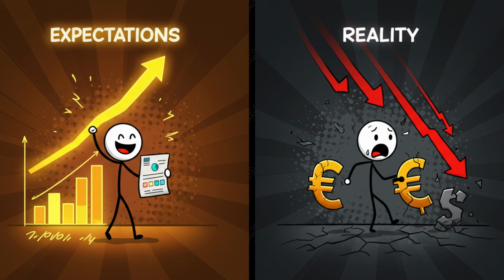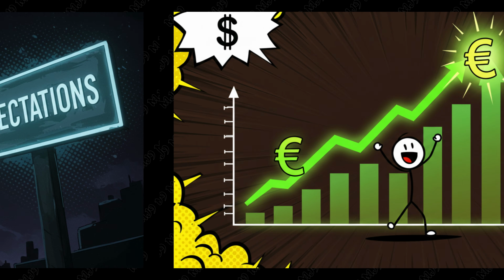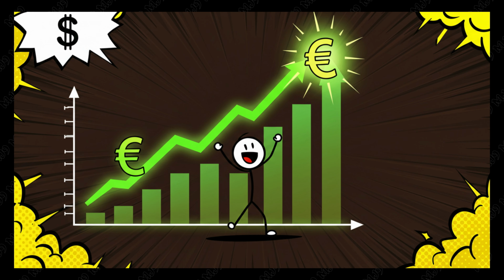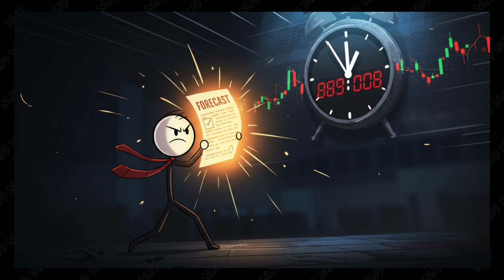Expectations versus reality. Markets move not just on data, but on expectations. If results are better than expected, the currency rises. If results are worse than expected, the currency falls. This is why traders always check the forecast before news.